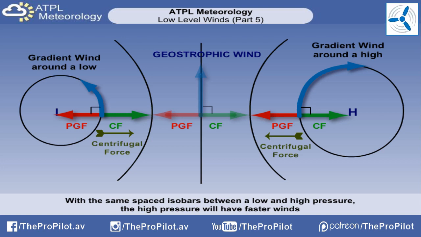Comparing the two systems, we can see that they both have exactly the same spaced isobars. But because of the additional forces, the wind around the low system will be a little slower than around a high. In the real atmosphere, though, it is seldom the case that the two systems will have identically spaced isobars. As we know, low pressures do tend to have more closely spaced isobars than high pressures, and therefore they have stronger winds. But if they had identically spaced isobars at the same latitude, then the high pressure would have a higher gradient wind speed.